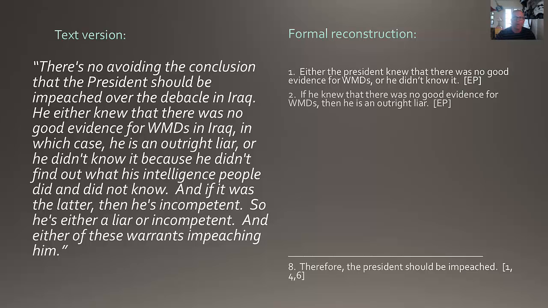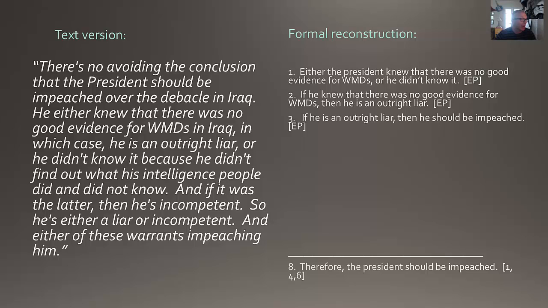Okay, now what else did this author say explicitly? Well, if he knew that there was no good evidence for weapons of mass destruction, then he's a liar. Okay, there's another thing that's explicitly stated by the author. If he's a liar, then he should be impeached. How do I know that? I'm calling that an explicit premise. Well, the last sentence says either of these warrants impeaching him.